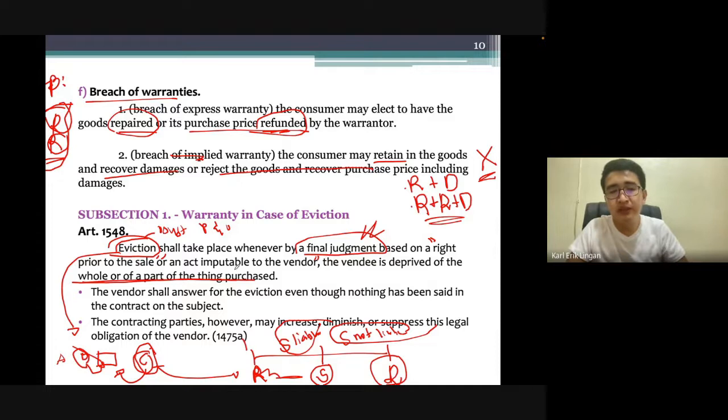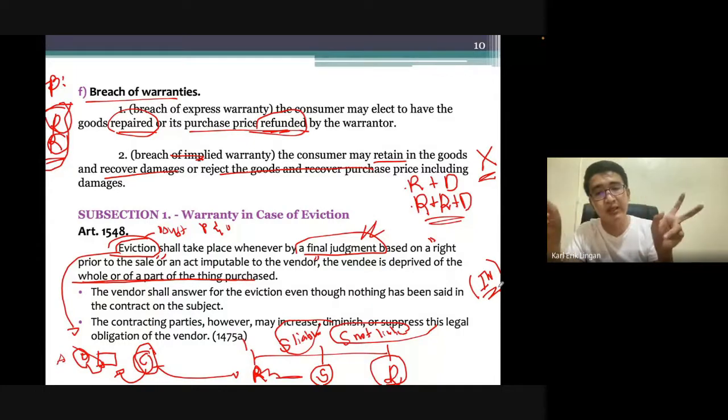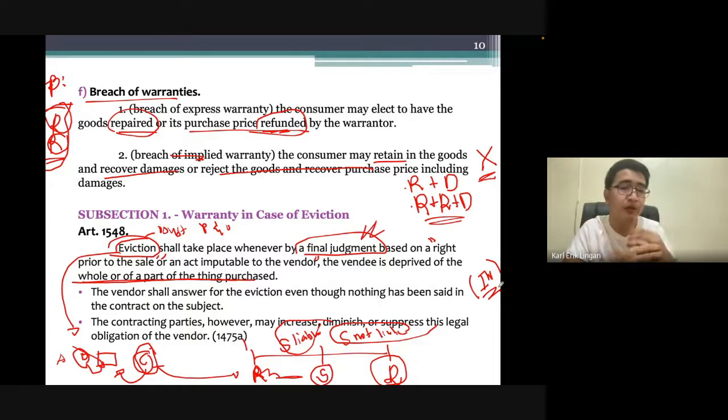The vendor shall answer for eviction even though nothing has been stipulated, of course, because eviction is an implied warranty. Okay? Ginagarantiya mo na you have the right to sell. Di ba? Sabi ko na right to sell. Therefore, if you have the right to sell, dapat hindi ma-evict si buyer. But if the buyer is evicted, then therefore, you did not have the right to sell pala.